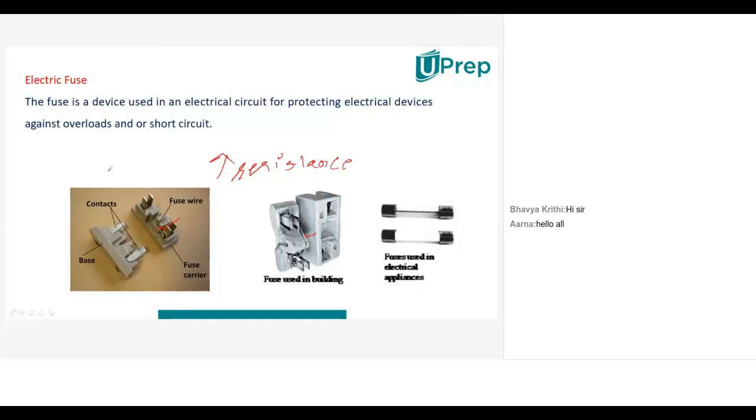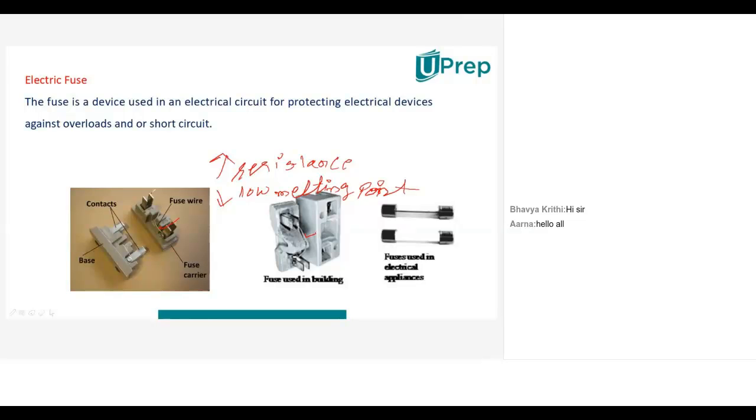It must be a metal. Which type of metal? The metal which has a low melting point. Do you know what a melting point is? Yes, sir. It is where the metal changes from solid state to liquid state. Melting means a solid becoming a liquid, isn't it? Yes. Low melting point must be there.